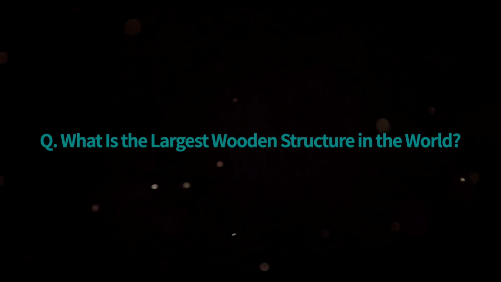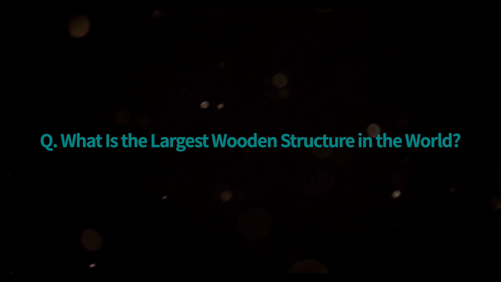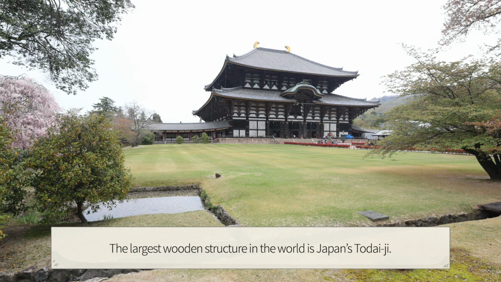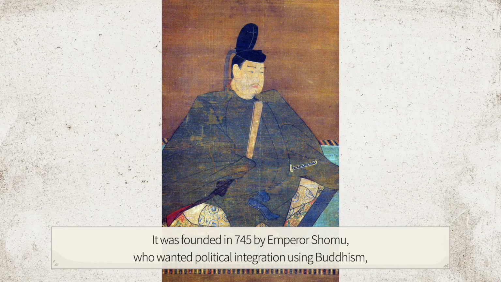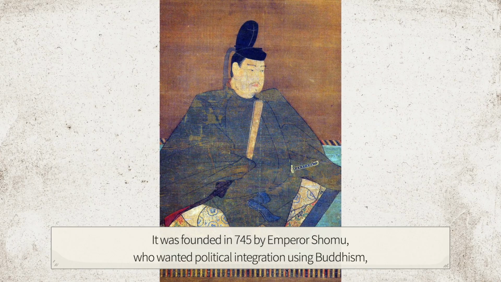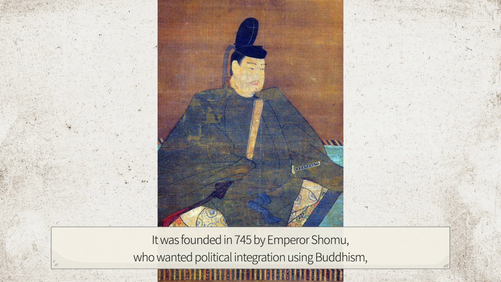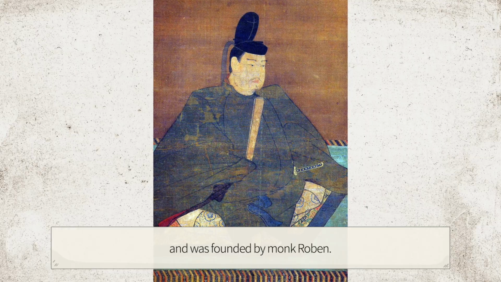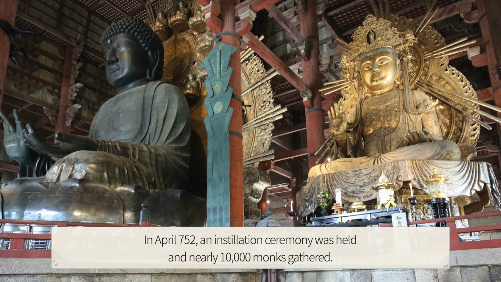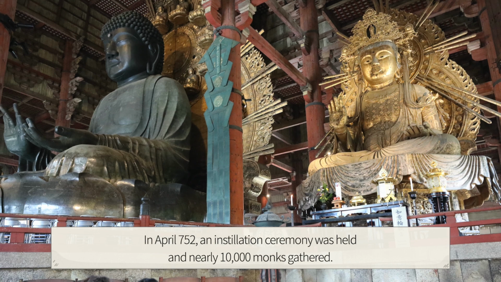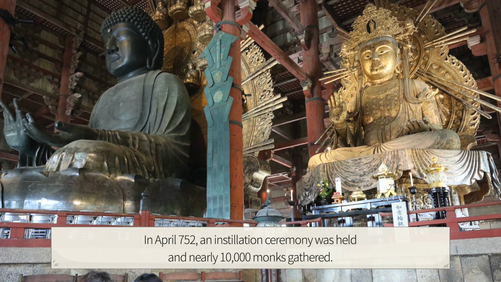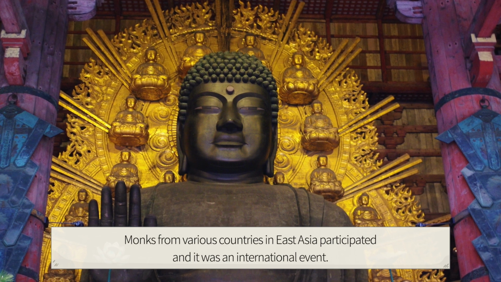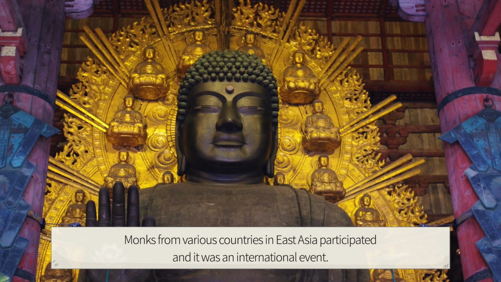What is the largest wooden structure in the world? The largest wooden structure in the world is Japan's Todaiji. It was founded in 745 by Emperor Shomu, who wanted political integration using Buddhism, and was founded by monk Roben. In April 752, an installation ceremony was held and nearly 10,000 monks gathered. Monks from various countries in East Asia participated, and it was an international event.